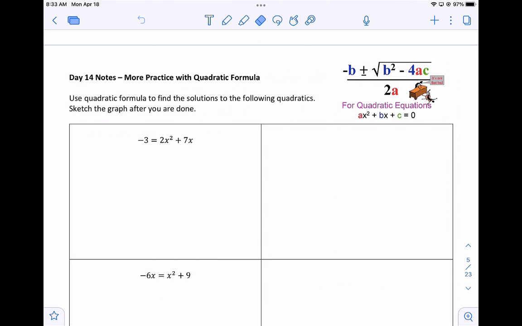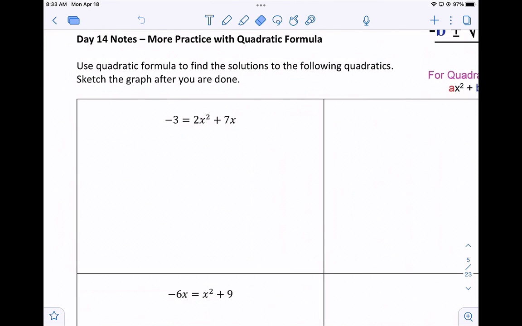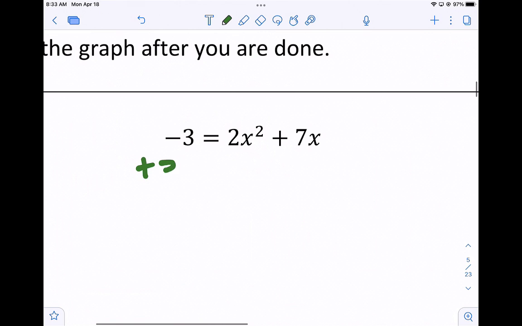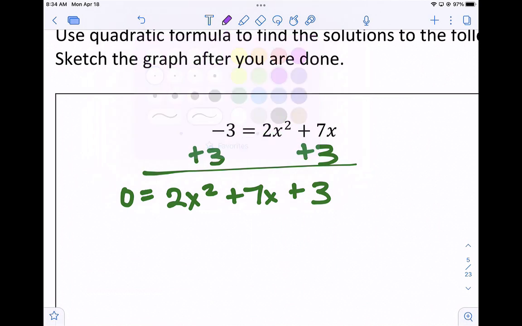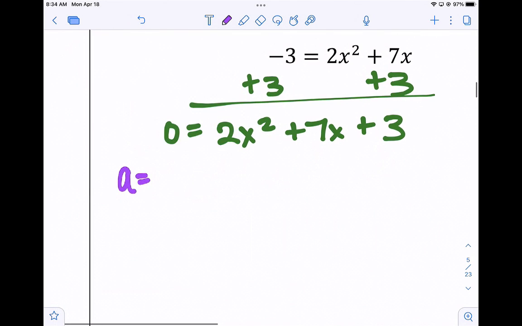So the first step is, in order to use quadratic formula, you have to get 0 on one side. So here, we're going to add 3 to each side. So we'll end up with 0 equals 2x squared plus 7x plus 3. Next step is we'll find a, b, and c. A is the number next to the x squared. So here a is 2. B is the number next to the x, 7. And c is the number by itself, so 3.